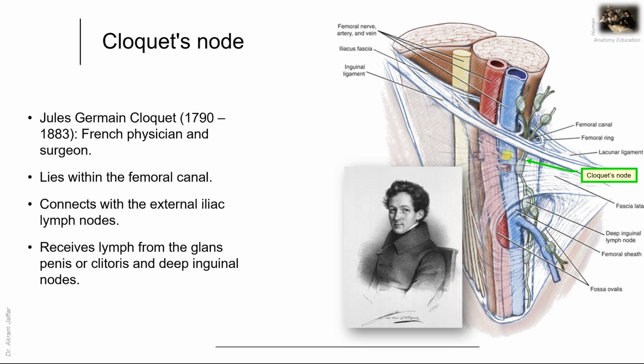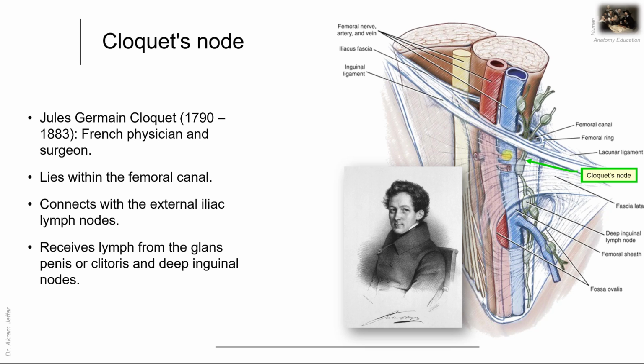The femoral canal is usually a potential space that is filled with fat and contains lymphatic vessels and the lymph node of Cloquet. These lymphatic vessels and the lymph node connect with the external iliac lymph nodes. This lymph node in specific, which is, as I said, the upper part of the deep inguinal lymph nodes, receives lymph from the glans penis or the clitoris, as well as the deep inguinal lymph nodes, and its identification and removal for biopsy during surgery can determine if a cancer has metastasized.